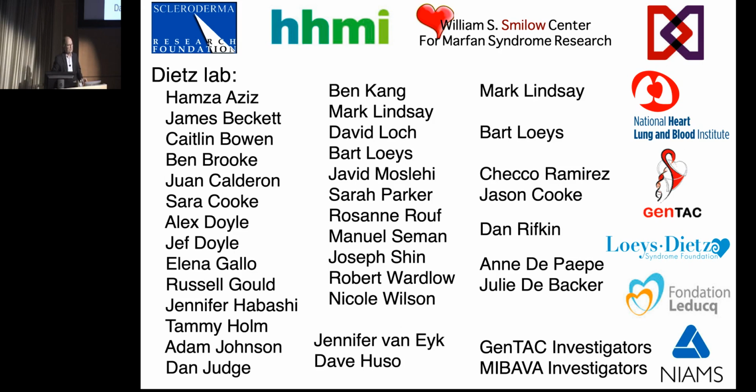Saying that you were able to identify the mouse modifiers. And I feel like there must be a good story there, because if you had first made your Marfan model on Black 6, you might not have seen a phenotype. So how were you lucky enough not to do that?